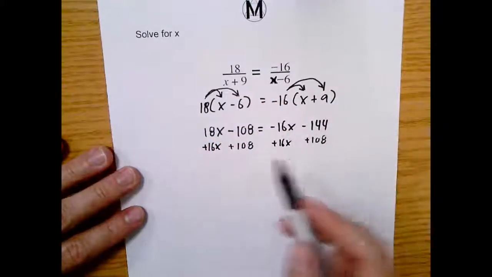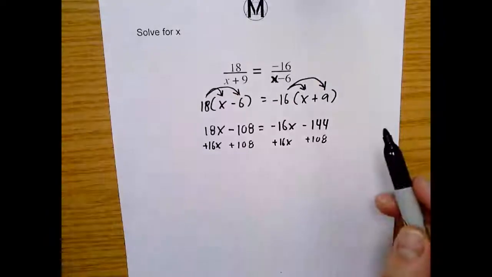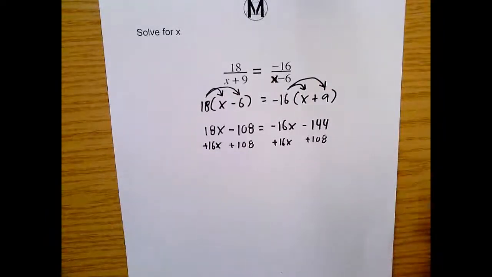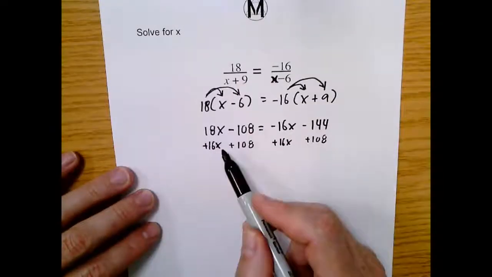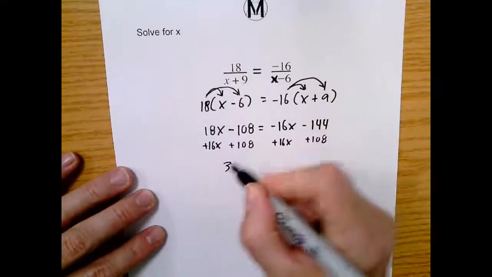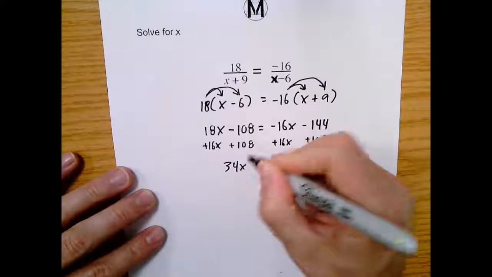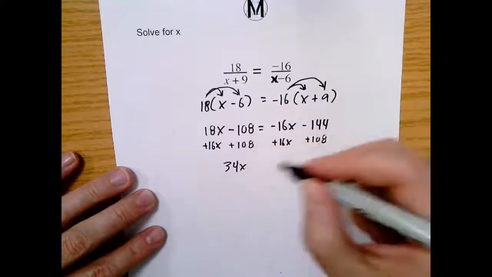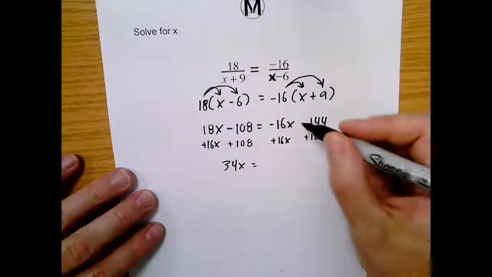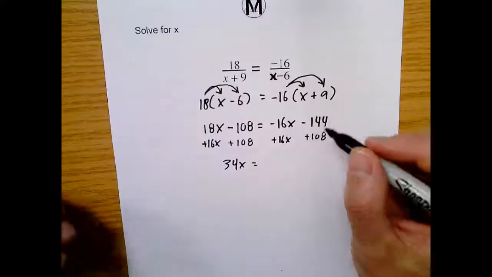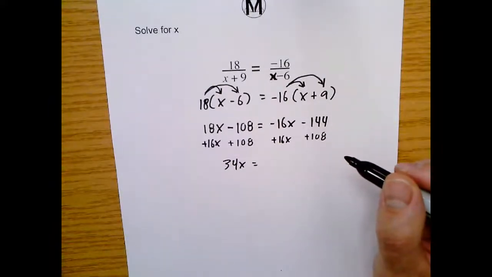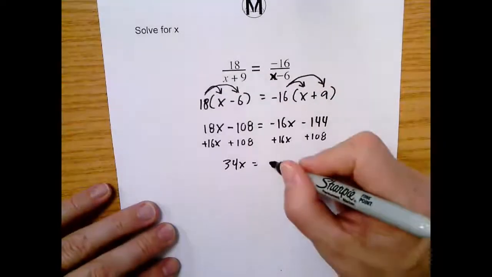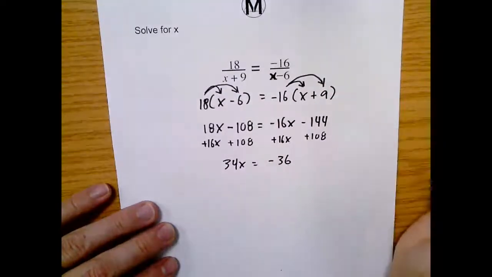Now if you do it like this, you can just run through it left to right and make sure you're keeping your like terms with your like terms. Here we go. 18x plus 16x would give us 34x. Negative 108 plus 108 cancels out, they equal 0. Negative 16x plus 16x, again, they zero out. And negative 144 plus 108 gives us negative 36.